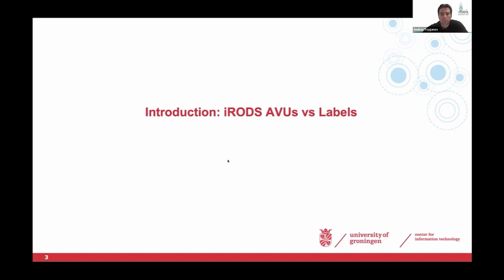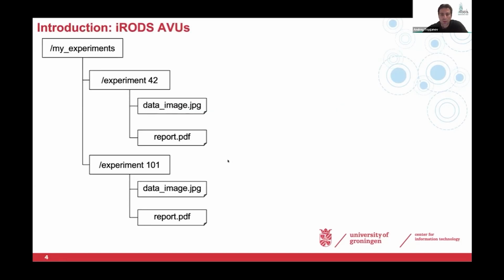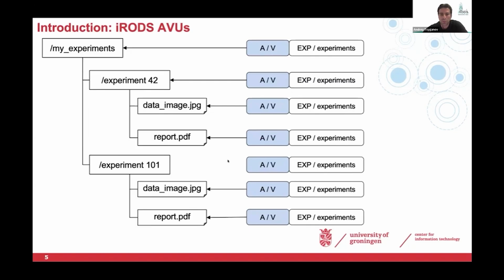So, introduction. As we all know, we have a tree of collections and data objects within iRODS, and the current well-known, quite useful, great mechanism of AVUs has the following structure. Each AVU, a key-value-unit triple, is connected directly to a collection, a data object, or a resource, but resources are a bit out of scope here.